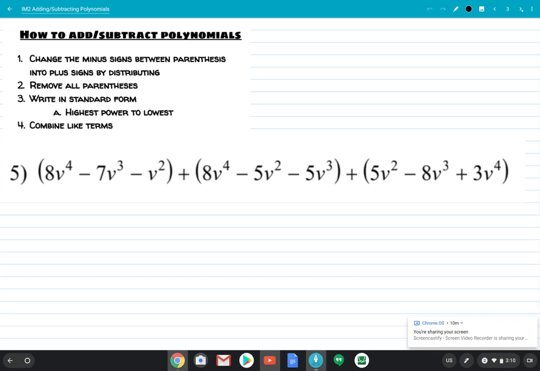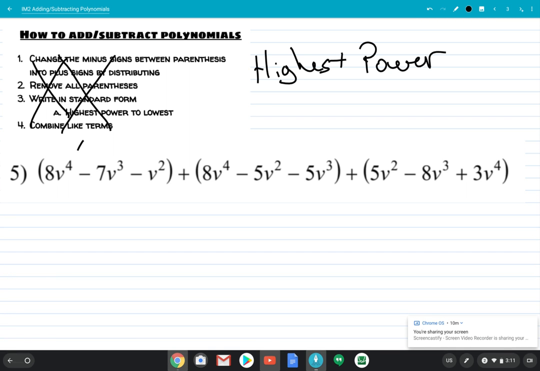This one. What I'm going to do is I'm not going to follow this. I'm going to do some of this in my head and show you a shortcut. So all I'm going to do is write the answers, starting from highest power. My highest power is here at 4. So I'm going to say 8v plus another 8v to the 4th plus 3 more v to the 4th. 8 plus 8 is 16 plus 3 is 19v to the 4th.